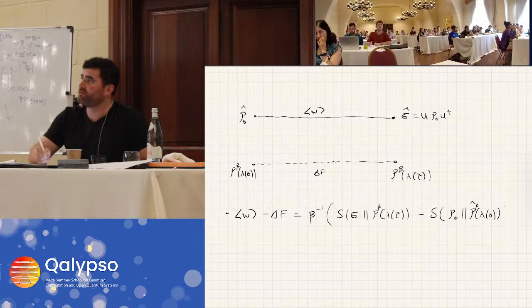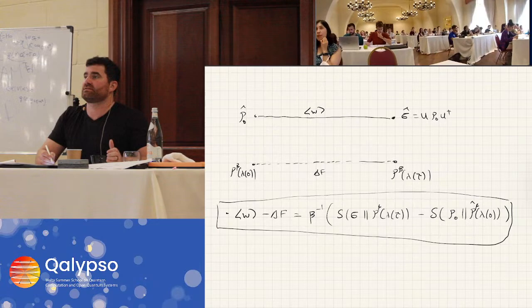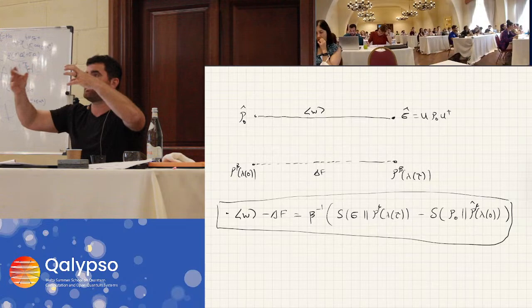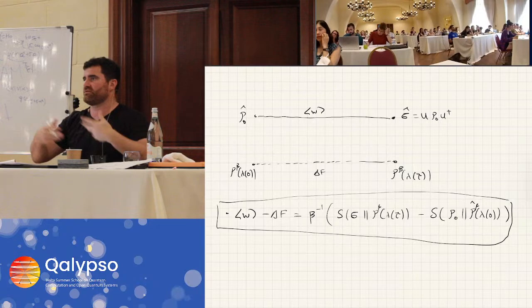So in this situation, you get this additional contribution, right? And that makes sense, because it's really only in the situation where the initial state is thermal that you're going to get positivity on average. If the initial state is out of equilibrium, then this dissipation can be positive or negative, because you can write it as a difference of two relative entropies, right?